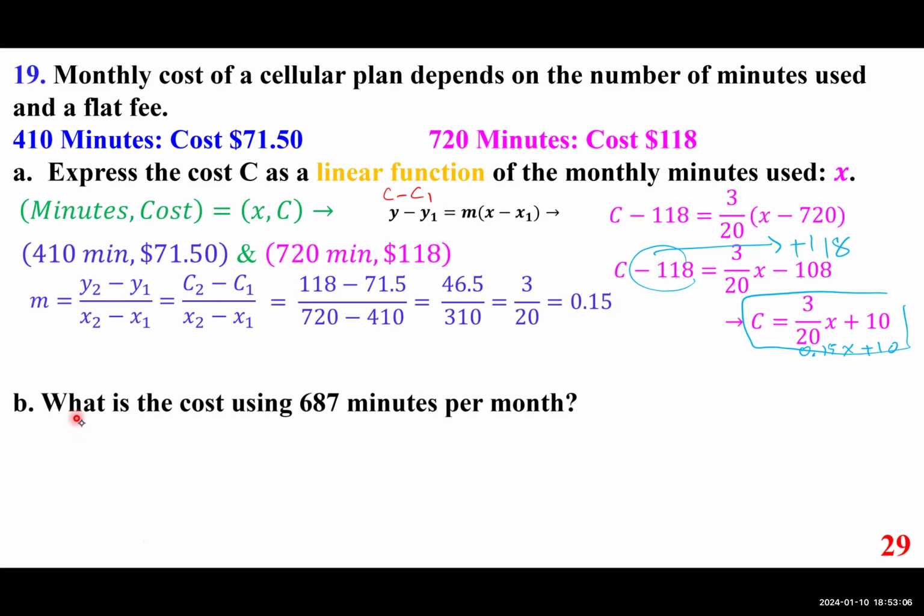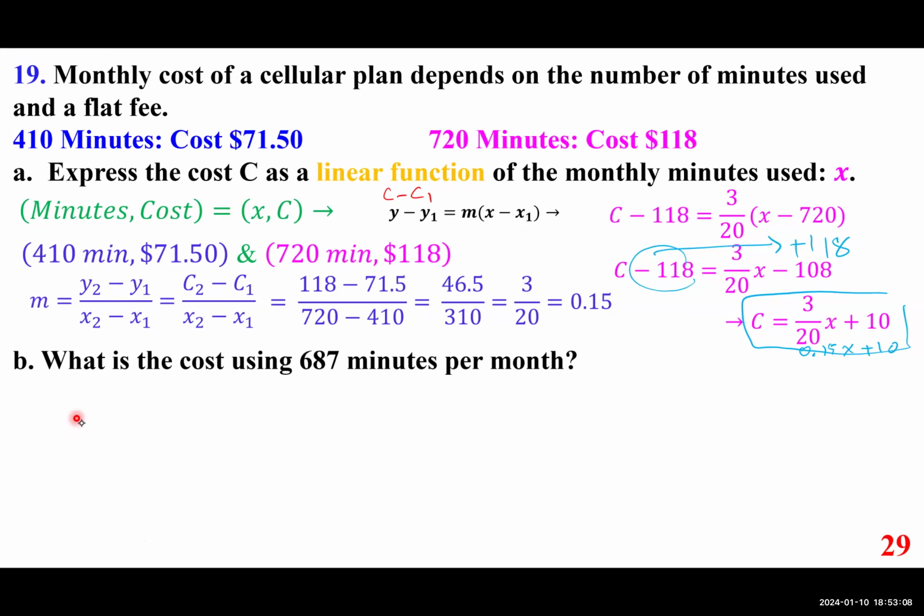What is the cost using 687 minutes? Put it right here, 687. And do the math, it ends up being $113.05.